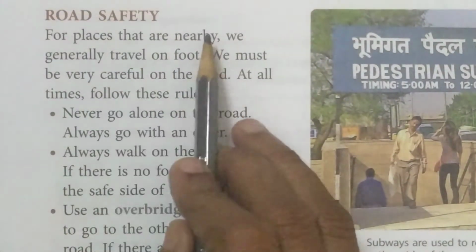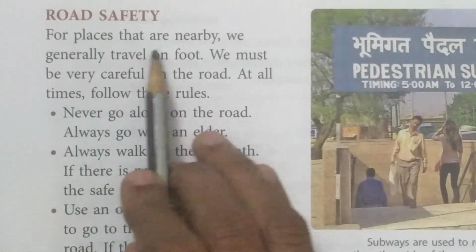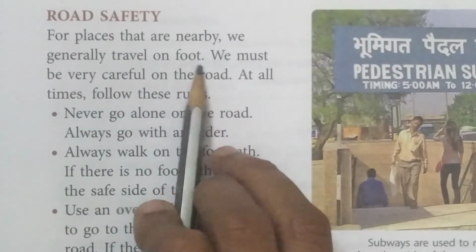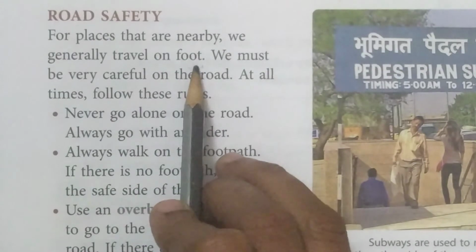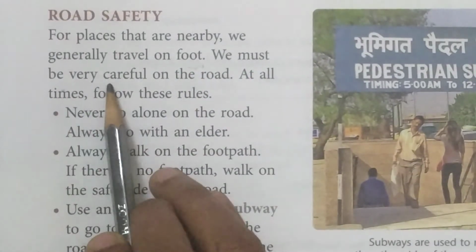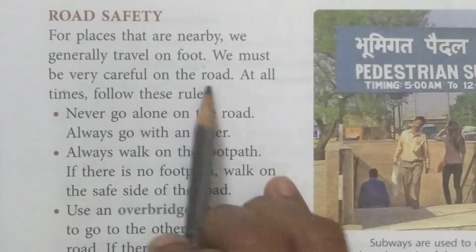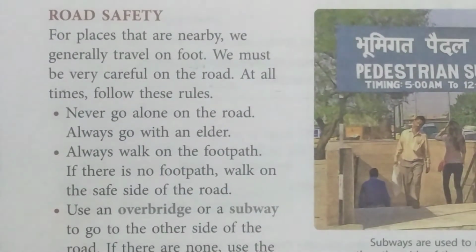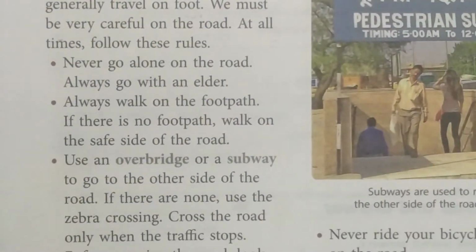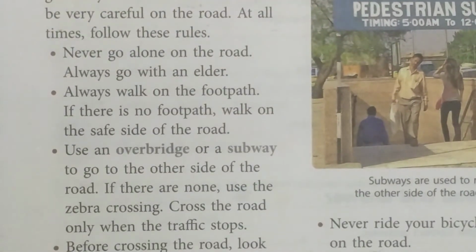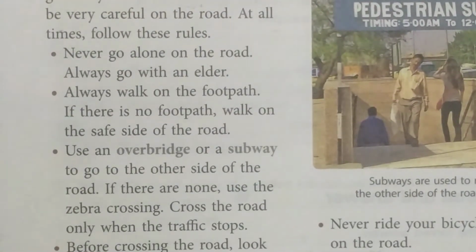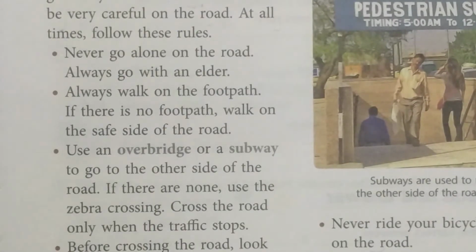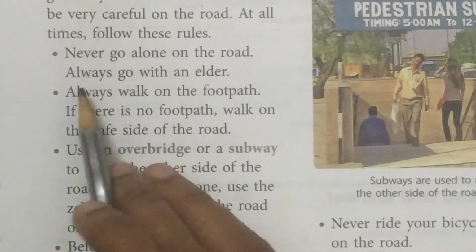For places that are nearby, we generally travel on foot. Okay, travel on foot is nothing but we go by walk. Okay, we must be very careful on the road. Yes, at all times we have to follow some rules. Some rules are given, you have to follow while walking on the roads. Okay, as you have already learned in the safety rules and social. Yes, it will be easy to just recall whatever you have learned.